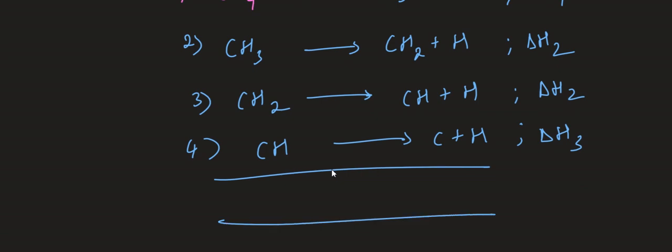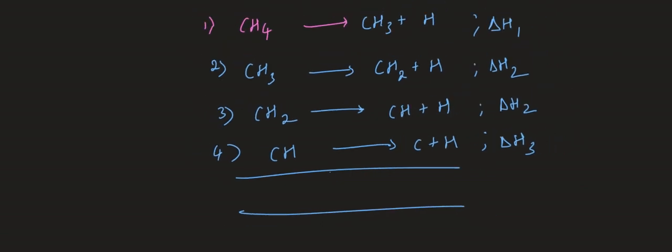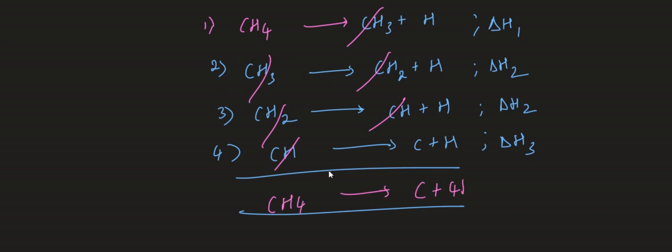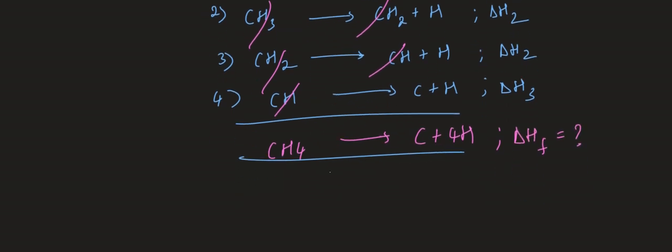If you get the complete reaction, you can do the later calculation: CH3, CH3, CH2, CH2, and these get cancelled. So what finally you are going to get is CH4 gives rise to C plus 4 times H. I want to find out the delta H final. Now, what will be the formula of delta H final?